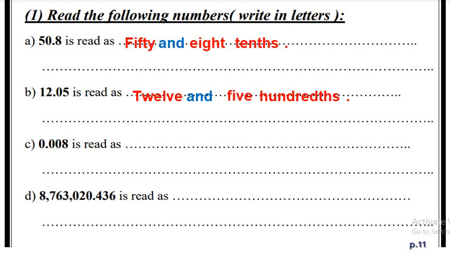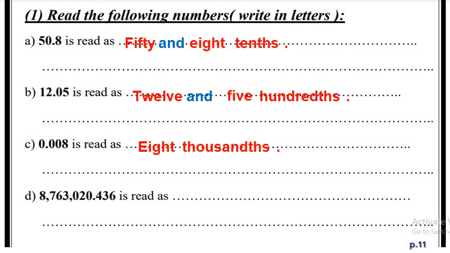Now in letter C, 0.008. Let's read the whole part is 0. Can we start from 0? No, we can't write the number starting from 0. So let's read the first number here. We have 8. So write 8. And now write the last decimal place. Here is thousandths. So write thousandths. So my number here is 8 thousandths.